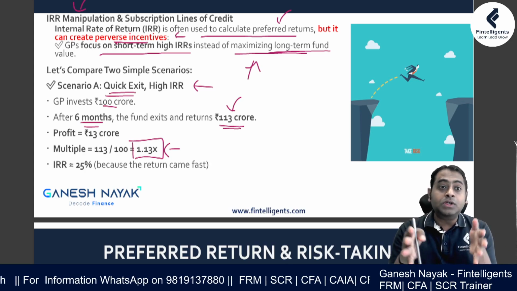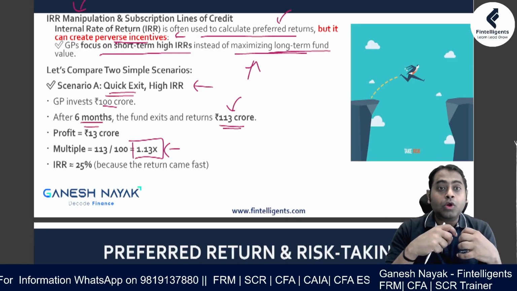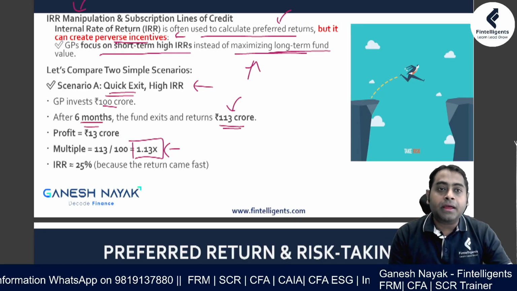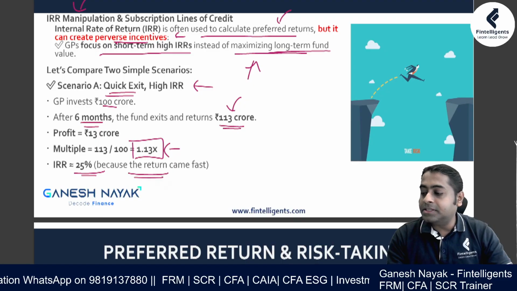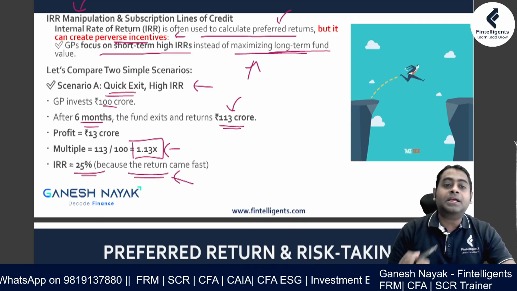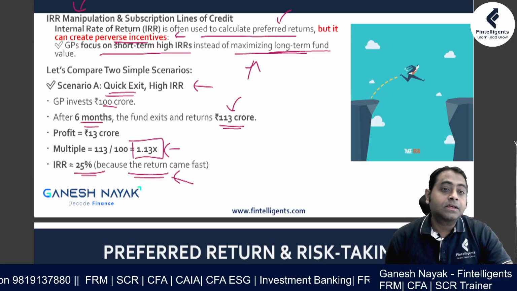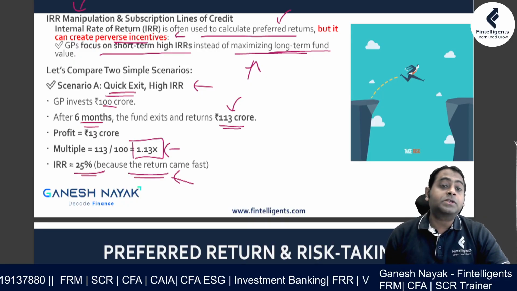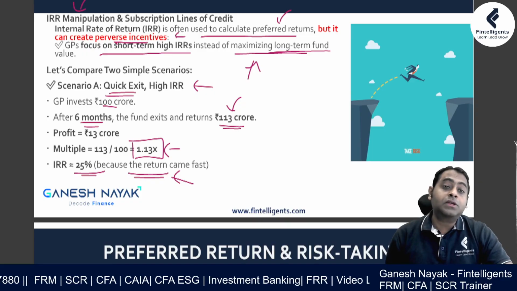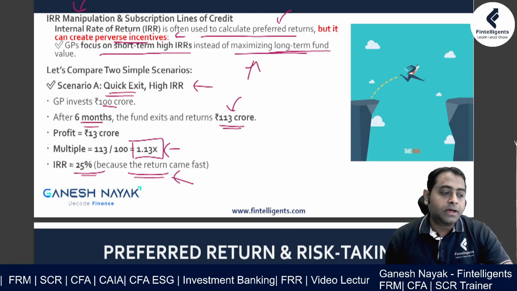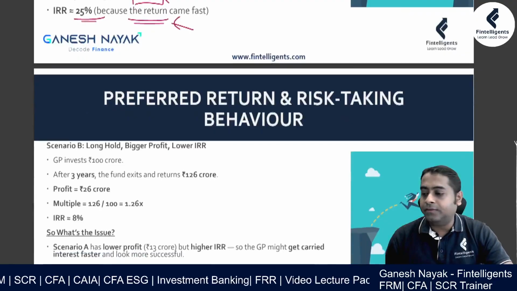You're only investing for 6 months and you're generating 13% return. Because it is less than a year, the annual return will be very high. It is 25%. Why? Because you are able to get the money back in 6 months. Correct? So in this case, the overall return is going to be 25%, and now the fund manager will say, give me that carried interest. Now look at the second scenario.